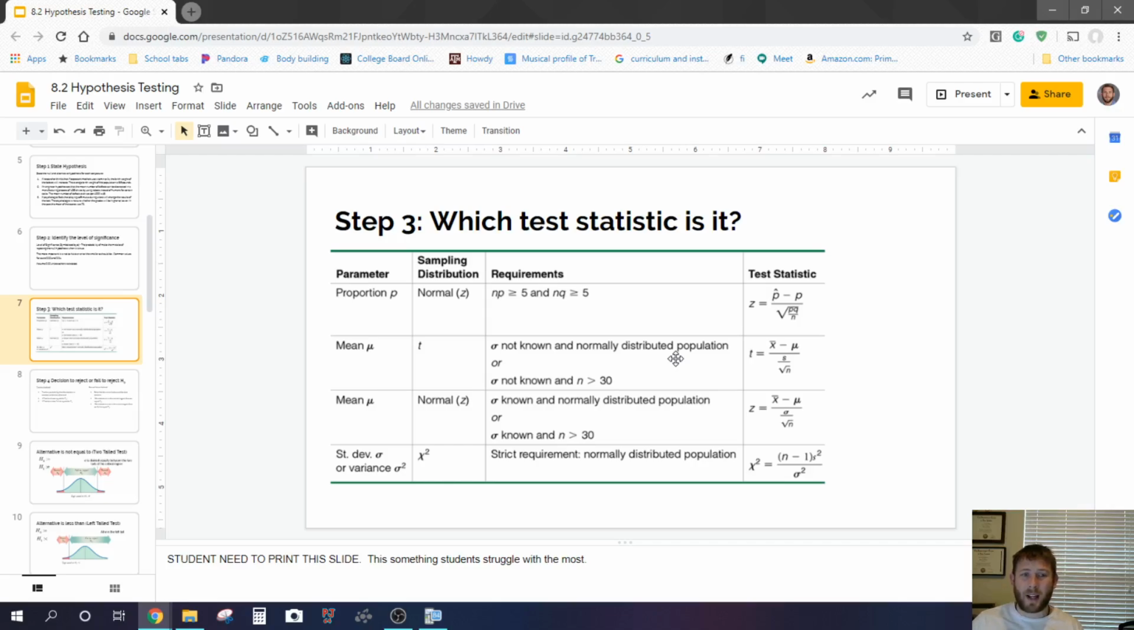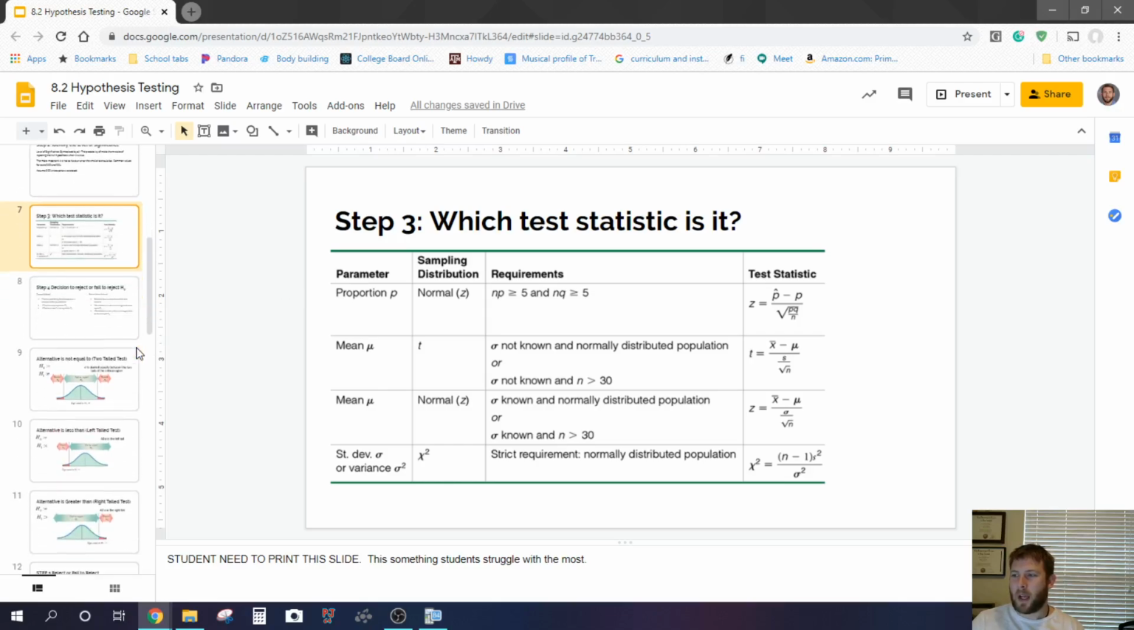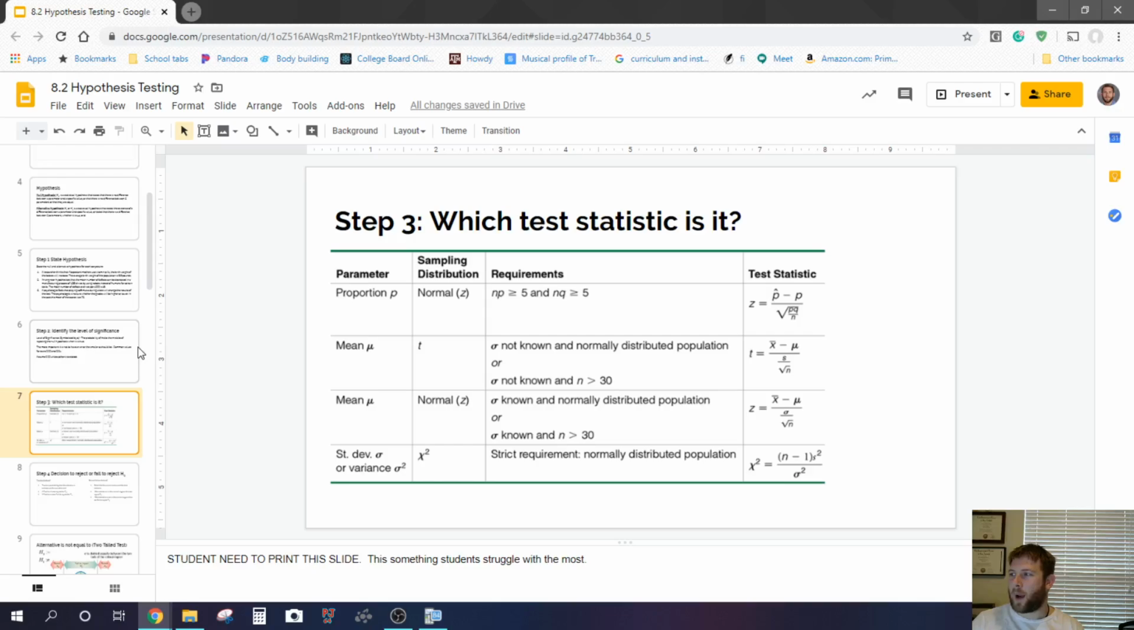Now, there are 3 kinds of test statistics that we'll be focusing on in this class: the proportion, the mean with a T, and the mean with a Z. We're going to go over each of those. Also, when I read a problem today, I'm going to come up with a null and alternative hypothesis, then determine what kind of test it is, and then do the test statistic. So that's today's objective.